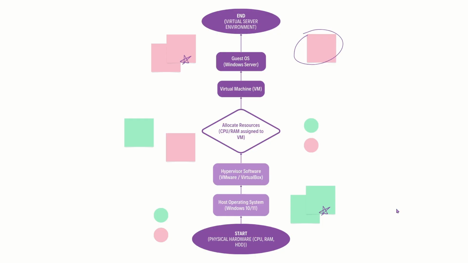Think of virtualization like a building. At the very bottom, we have the physical hardware. That's your actual computer's brain and memory. On top of that sits your host OS, like the Windows you use every day. Next, we add the hypervisor, which is our VMware software. It acts as a middleman. It takes pieces of your real hardware, the resource allocation part, and hands them to a virtual machine.